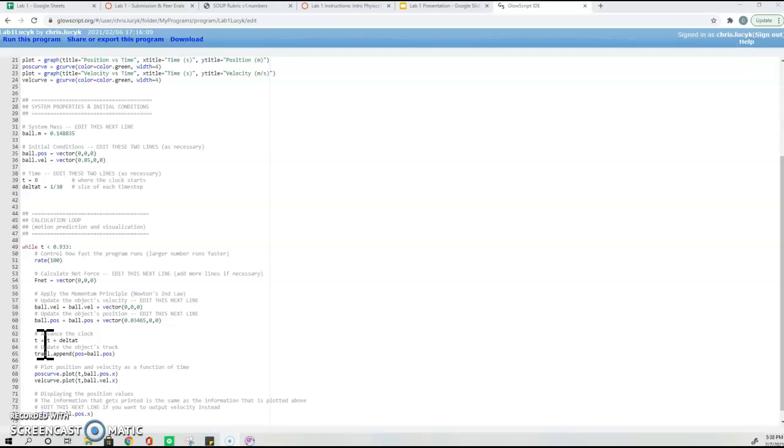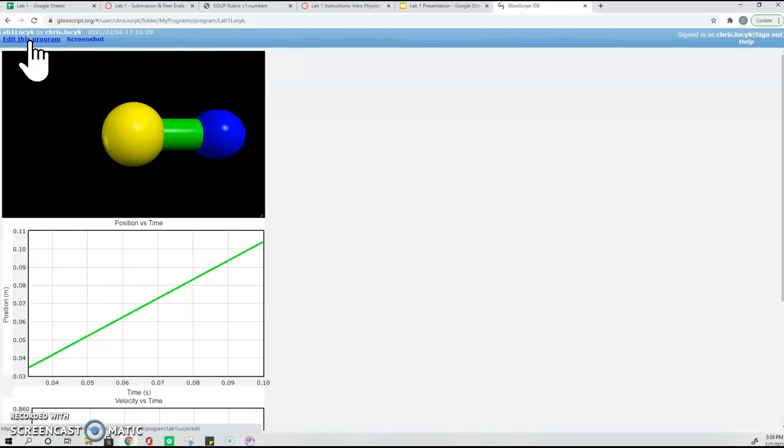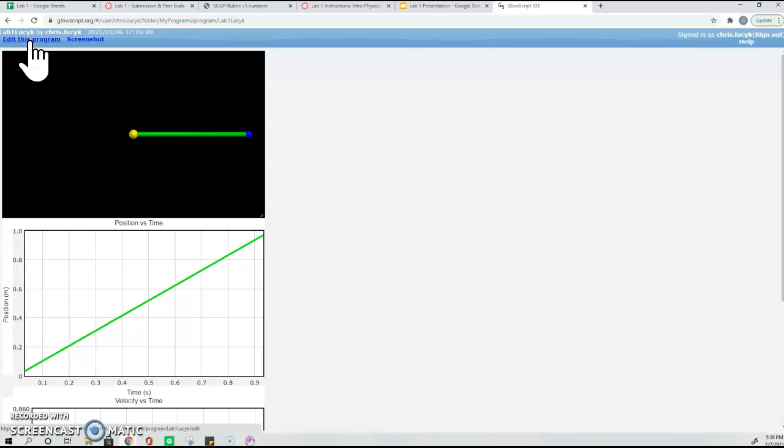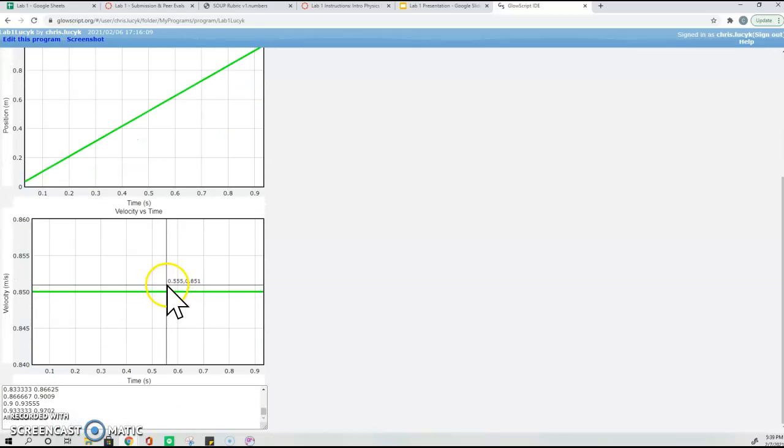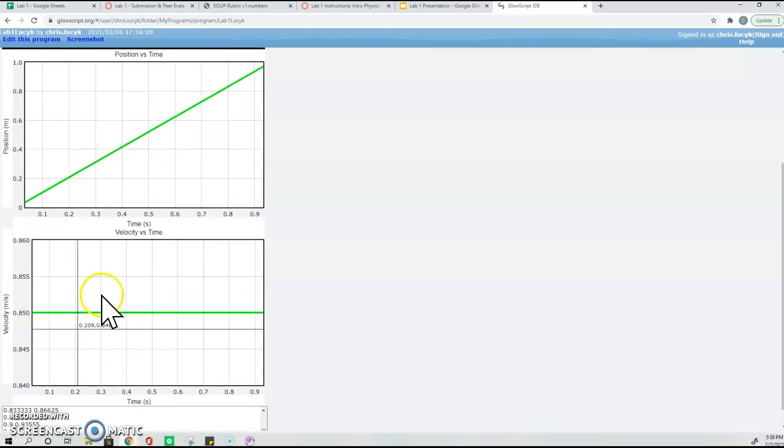Since the model will have the ball traveling at a perfect constant rate, the net force is 0, and the velocity will continue to be 0.85 meters per second in the x direction. When I click Run, an ideal computer model of the situation is shown. I get a position versus time graph and a velocity versus time graph with data points, shown here. As you can see, velocity is constant.